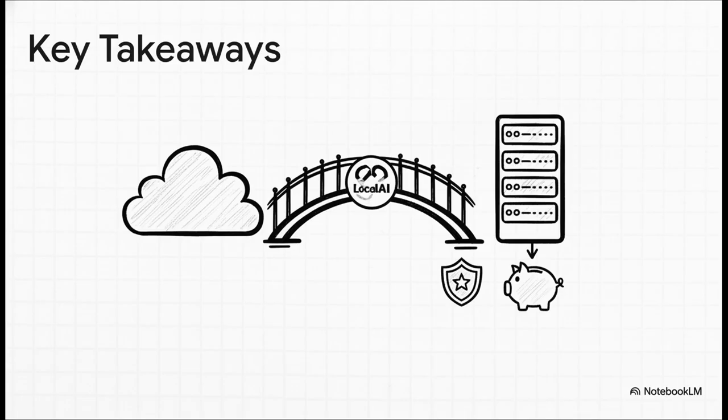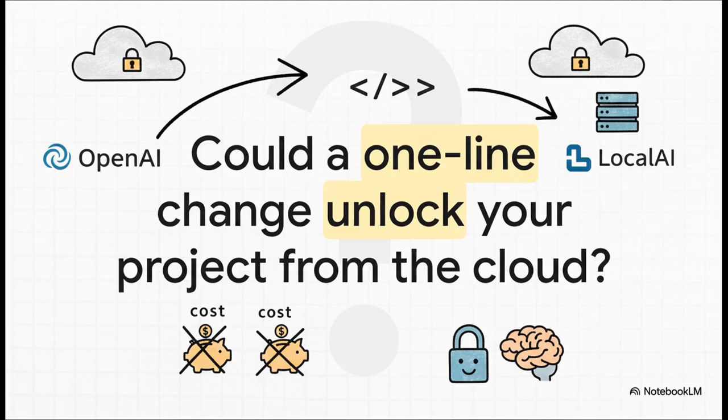It's a drop-in replacement that lets you keep all the code you've already written while giving you back control over your privacy, your data, and your costs. And that's really the thought I want to leave you with. Isn't it kind of wild that this huge shift from being totally dependent on a big cloud company to being completely independent can all be unlocked with just one single line of code? Makes you wonder, what else is possible?